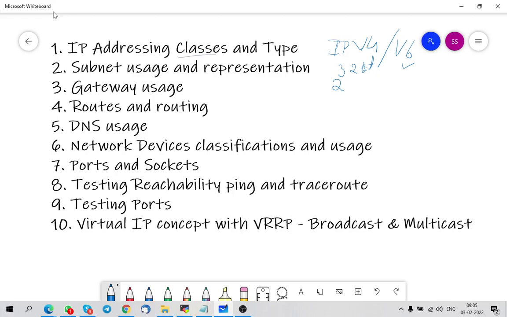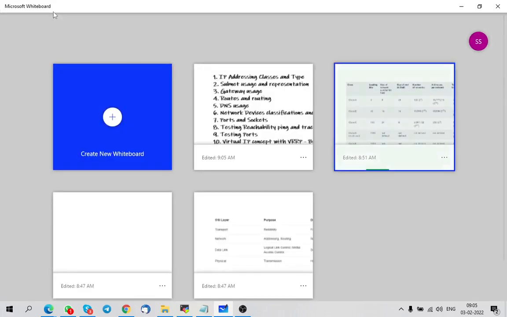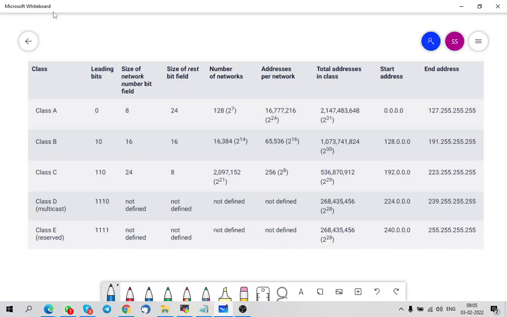Now we will go to the classes. The total IP addresses, that is 2 raised to 32, are classified into class A, B, C, D, and E. Class A covers 2 raised to 31 addresses. You can see the starting address and the ending address of class A.